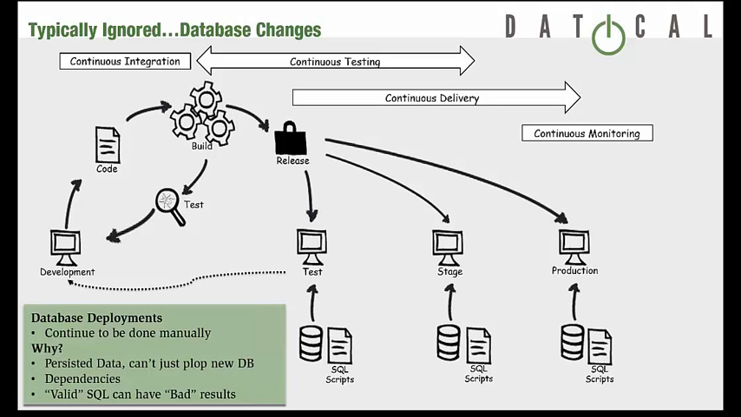For example, adding a column to a table with a default value. Perfectly legit thing to do to a database. However, if I do that in production with a table with tons of data, it could lock the table for hours depending on the database. And so how do we catch that stuff? That's really what Datical focused on when we started the company.